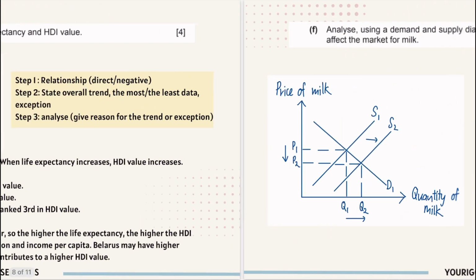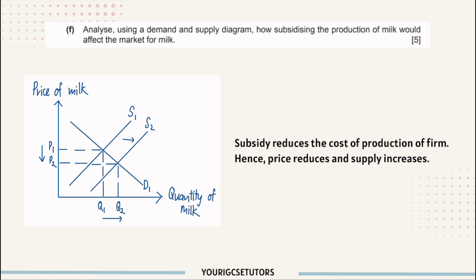Okay, question F. Analyze using a demand and supply diagram how subsidizing the production of milk would affect the market for milk. Okay, so you need to draw. For this one you need to know the marks allocation. 4 marks are given for the diagram itself. So you need to label the X and Y axis, price of milk and quantity of milk. Okay, and then you need to draw the original demand and supply curve, which is indicated by S1 and D1.